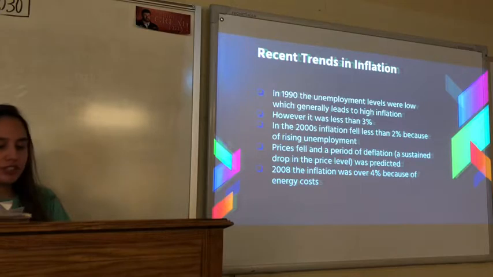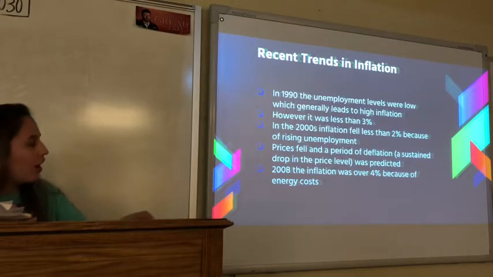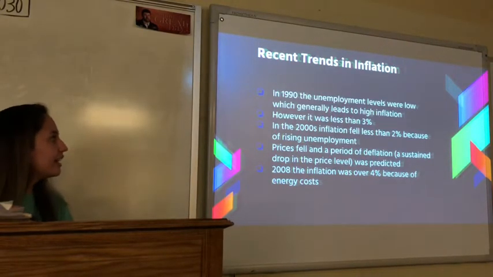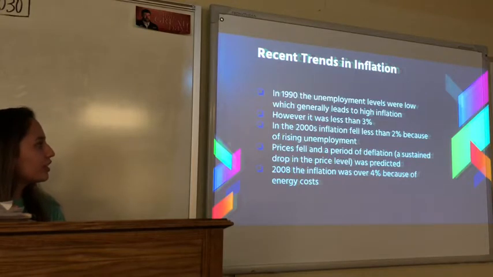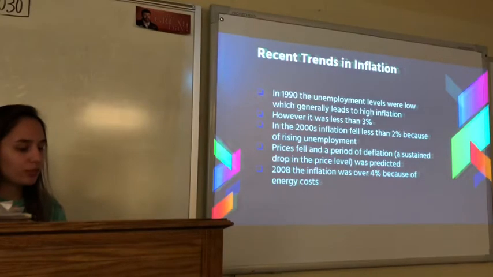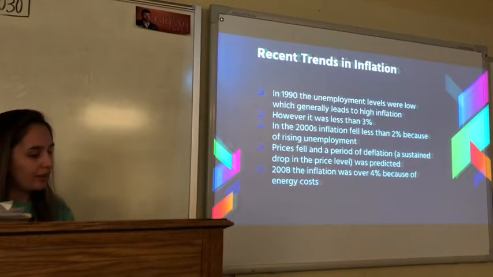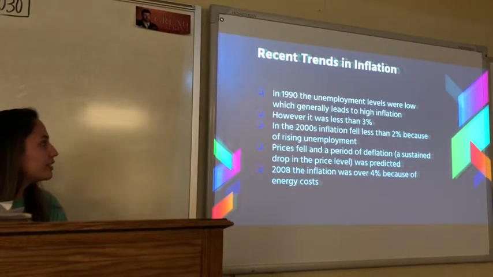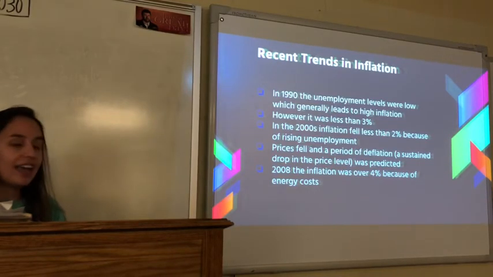Recent trends in inflation. In the past, obviously, inflation was there. In 1990, the unemployment levels were low, which generally leads to high inflation. However, it was less than 3%, and some people just said that we were lucky, but that was good for us. In the 2000s, inflation fell below 2% because of rising unemployment. Prices fell, and a period of deflation, which is a sustained drop in the price level, was predicted. In 2008, the inflation was over 4% because of high energy costs.